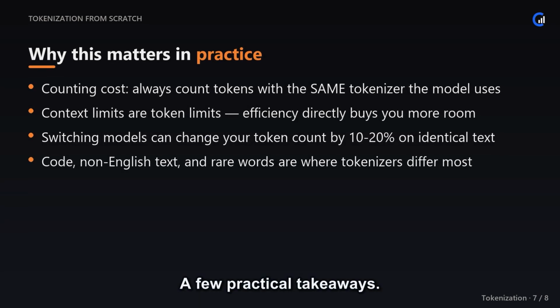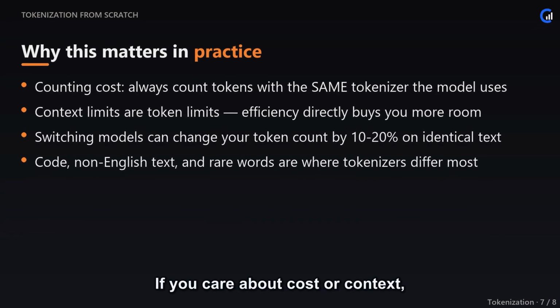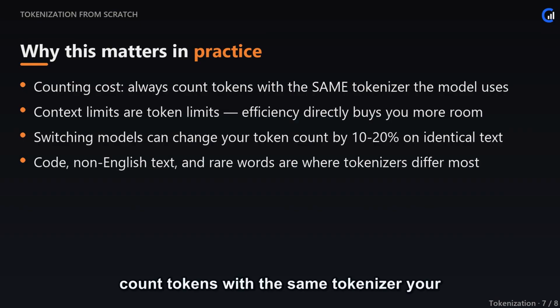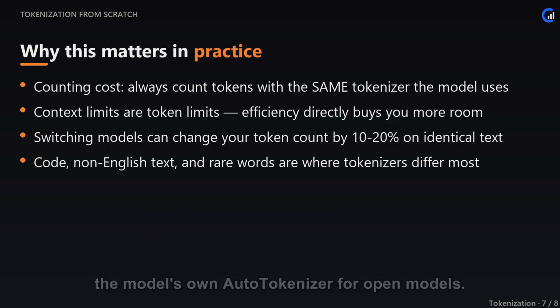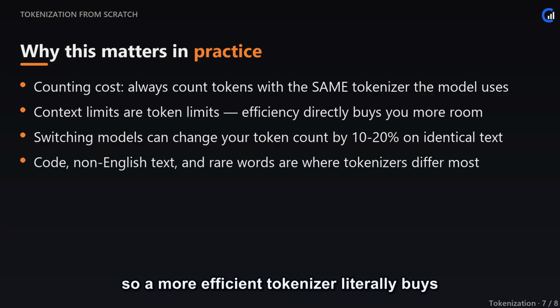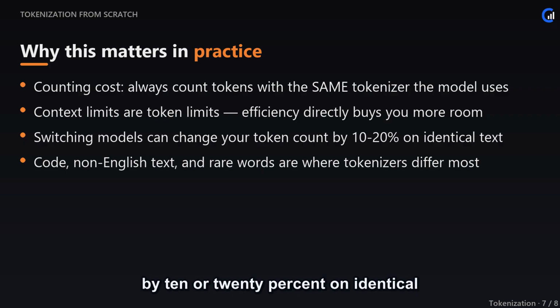A few practical takeaways. If you care about cost or context, count tokens with the same tokenizer your model uses: TikToken for OpenAI, the model's own AutoTokenizer for open models. Context limits are token limits, so a more efficient tokenizer literally buys you more room. Switching models can shift your token count by 10 or 20% on identical text. And the biggest gaps show up in code, non-English languages, and rare words, exactly the places where the merges differ most.